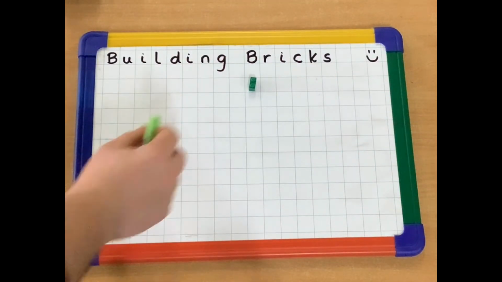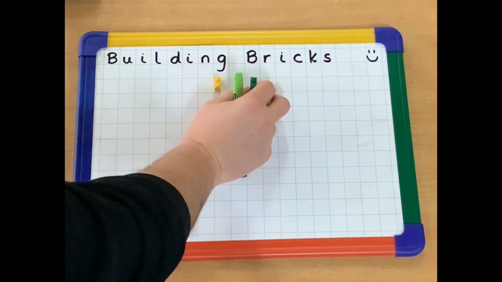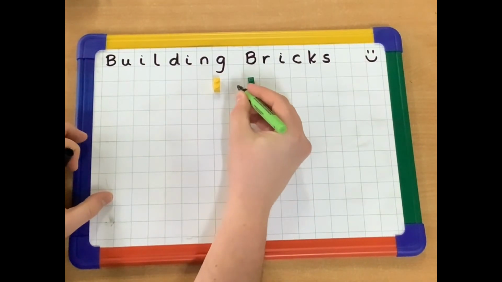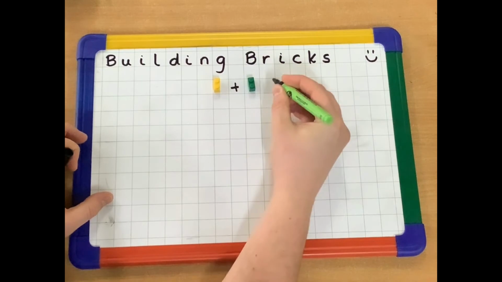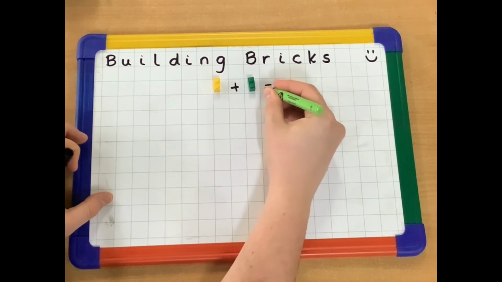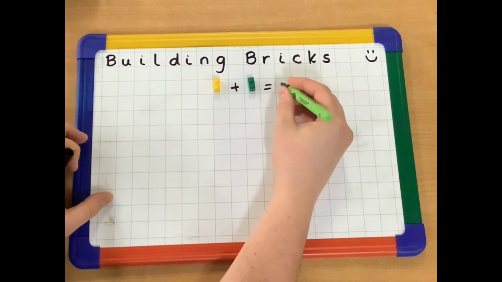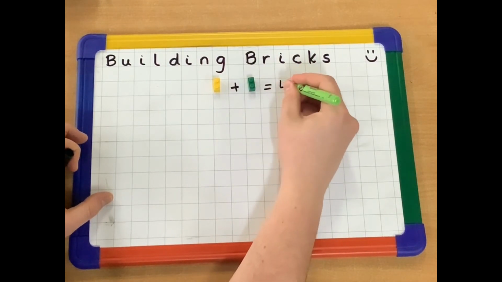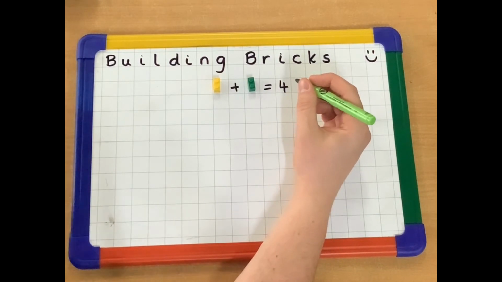Okay, and what I want us to do is I'm going to show this on the video, and then what I want you to do is I want you to have a go at writing down the number sentence that you would write to go with this. So we're going to do 2 plus 2 equals how many? 1, 2, 3, 4. Then I want you to write it in numbers.